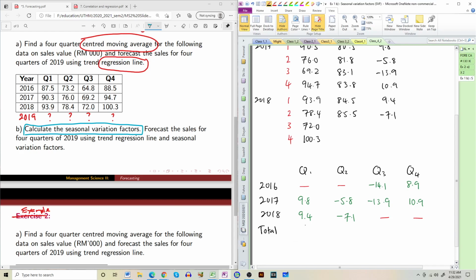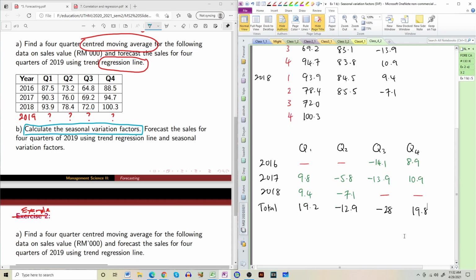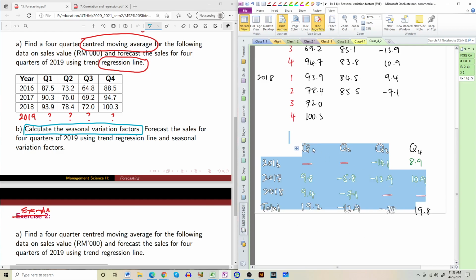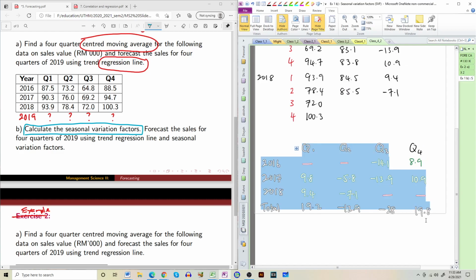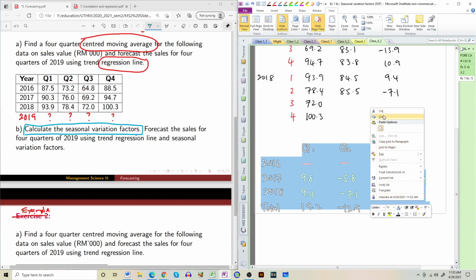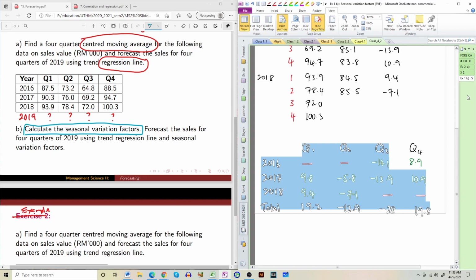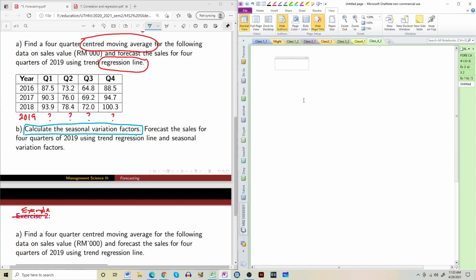If you take the total, that would be 19.2, negative 12.9, negative 28, 19.8. I'm going for the next page, just give me a moment. I need some space to write.